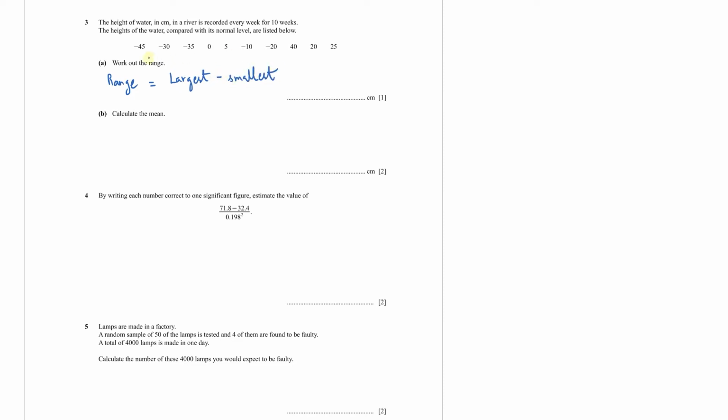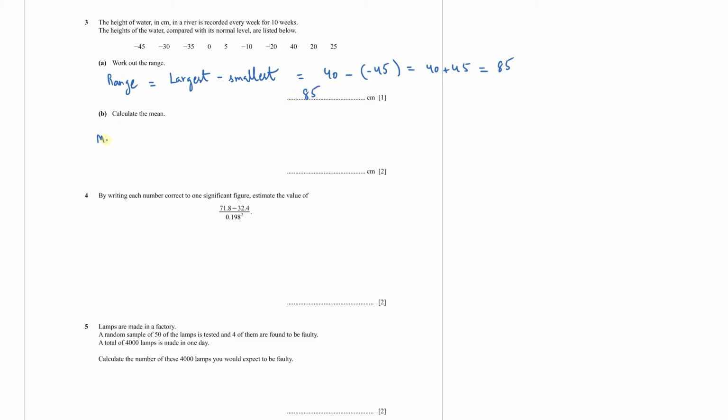So what's the largest value here? So the largest value here is this here, 40. So this will be 40 minus, what is the smallest value here? The smallest value here is minus 45. So 40 minus minus 45. So this will be 40 plus 45 equals 85. So the range is 85 centimeters.